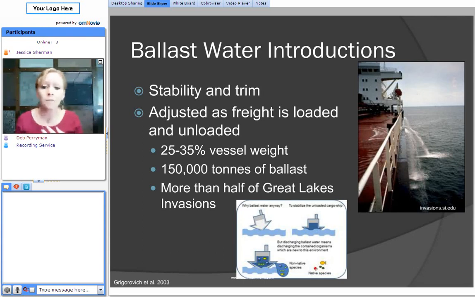And then sometimes there's more than 150,000 tons of ballast water or sediment on board a boat at any one given time. And we've seen that this has been a huge problem within the Great Lakes because more than half of the invasive species that we see in the Great Lakes have hitched a ride through the ballast water, including the zebra mussels. So to overcome the geographic barrier of the Atlantic Ocean, the zebra mussels had to take a ride on the ballast water.